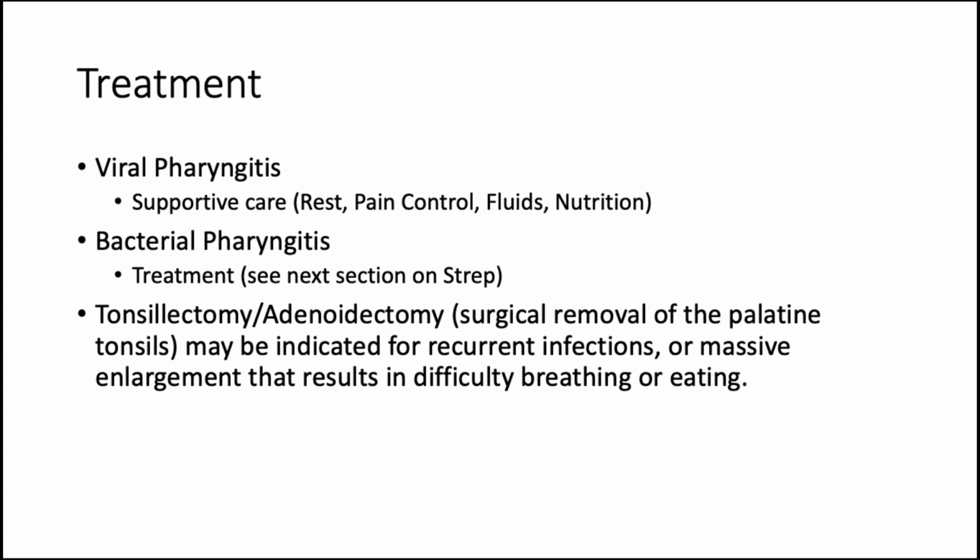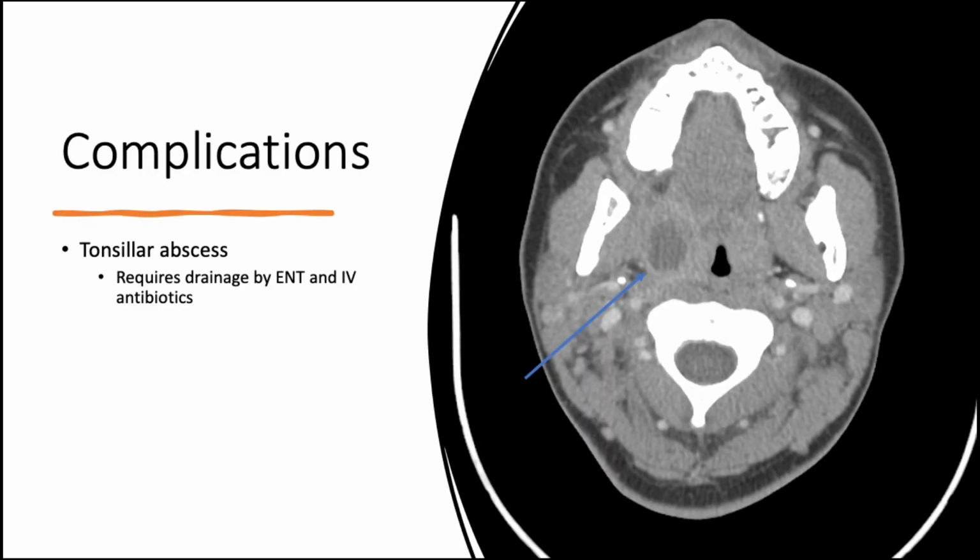With recurrent infections or massive enlargement of the tonsils, patients will usually see ENT to have their tonsils and/or adenoids removed. There are important complications of tonsillitis that we want to be on the lookout for, such as the development of a tonsillar abscess. So if you look in the back of the patient's throat and one tonsil is predominantly larger than the other, they may need additional imaging, and if they have an abscess, it has to be drained by a trained ENT physician, and they may require IV antibiotics.